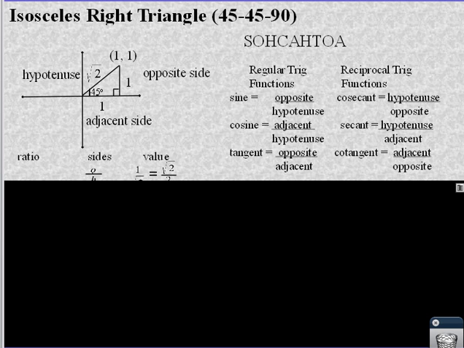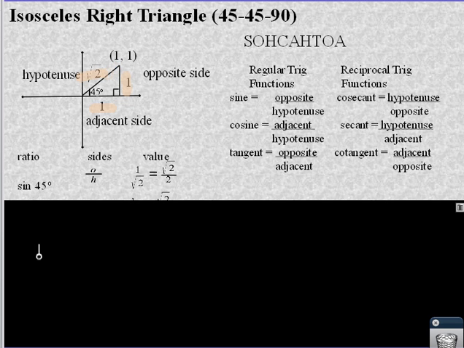So if these are our side lengths, adjacent, opposite, and hypotenuse, we can use those ratios to find our values. So sine of 45, so the sine of this angle is the opposite over the hypotenuse, which is going to be 1 over the square root of 2. And we're going to rationalize it. We're going to multiply 1 over the square root of 2 times the square root of 2 over the square root of 2 to give us the square root of 2 over 2.